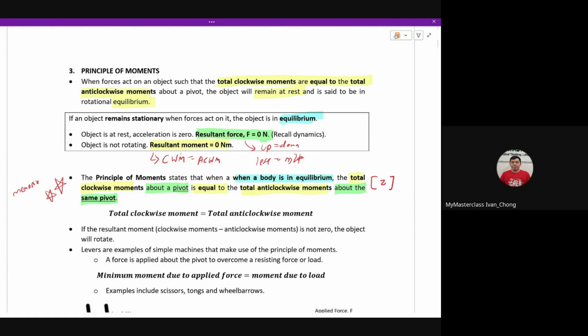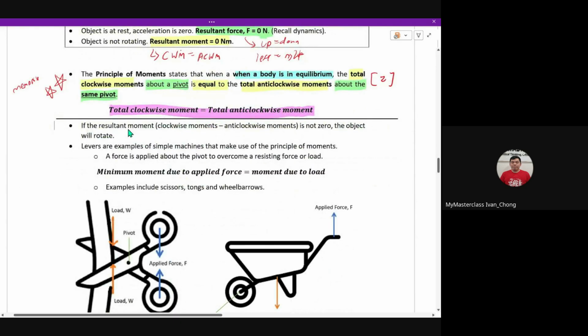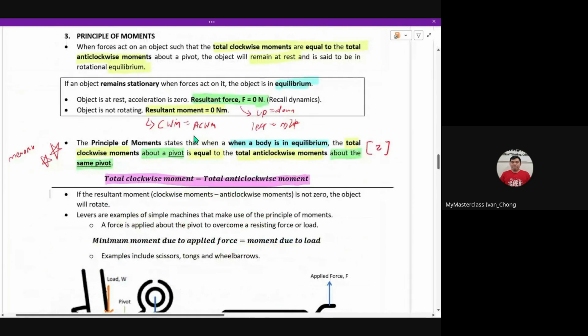So sometimes you can have more than one pivot itself. It's not really a difficult part. But don't get confused. Your pivot is the point that doesn't move. Okay, so you will end up using this formula over here to solve for your unknown. Now, if you draw a line over here, basically the part above here is your principle of moments where clockwise equals anti-clockwise moment. Everything is the same. No problem, no issue. Then the one below here is if they are not the same, my object will rotate.